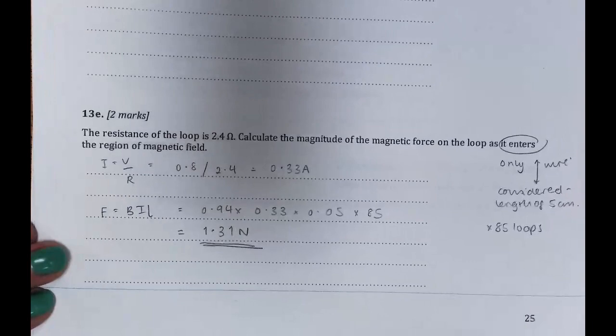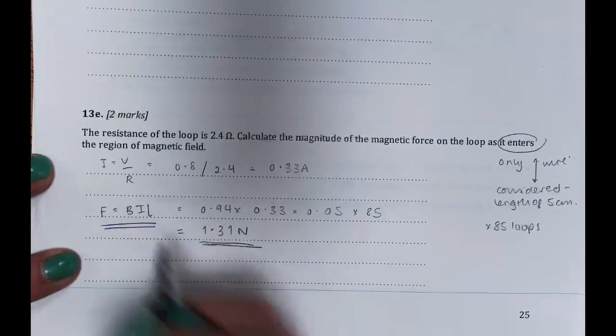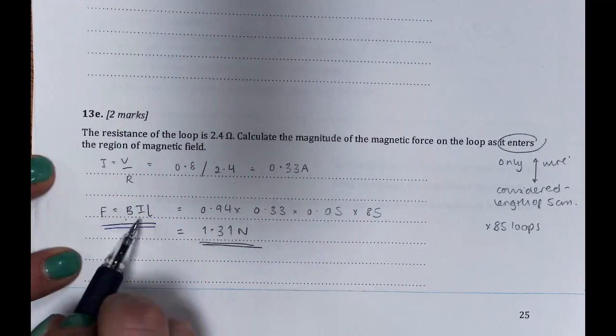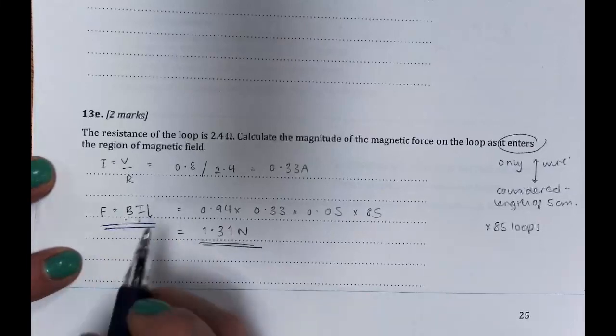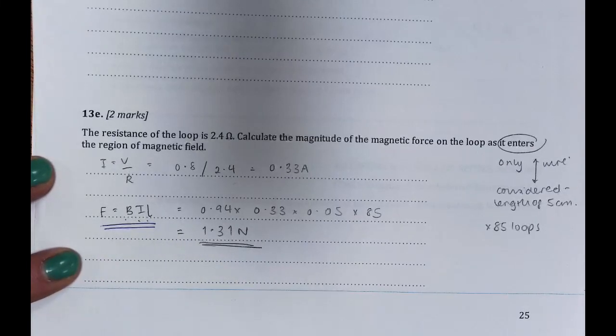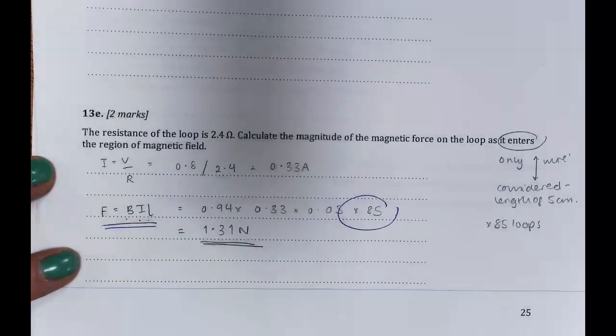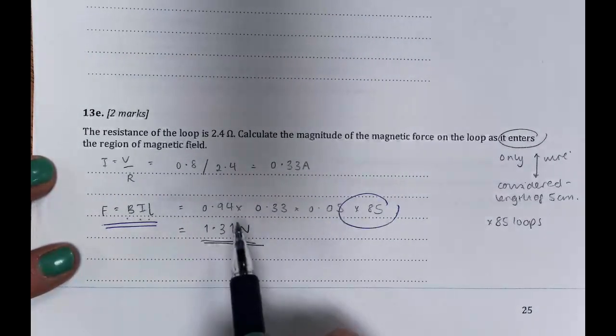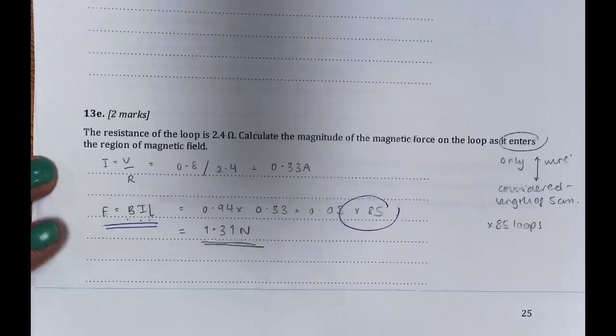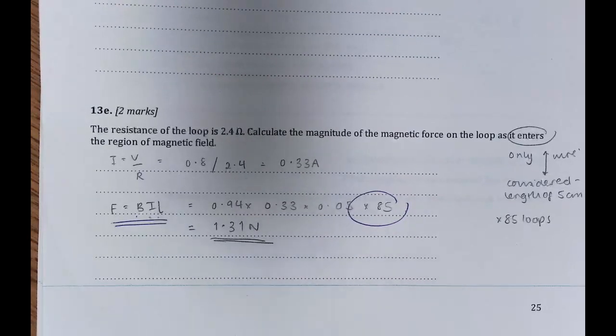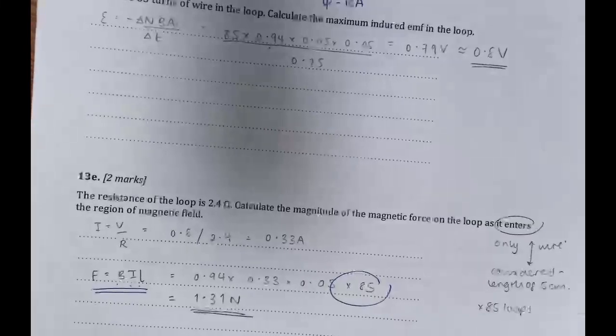So the magnitude of the force, F, is BIL. We have the field, we have the current that would be flowing through, and we have the length of the conductor that would be moving into the field. But we also have to remember there are 85 loops. We've got 85 lots of them. So lots of you got 1 mark because you forgot to multiply your value by 85, and we get 1.31 newtons. And then that's it. The last page you didn't have to do.